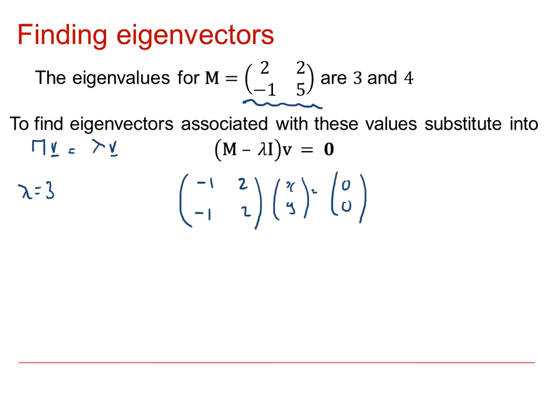Now if we multiply out the left hand side, you can see that we get minus x plus 2y in both cases. So therefore we have that minus x plus 2y must be equal to 0. So this is the invariant line, and that has a vector which is (2, 1). So that vector (2, 1) in the direction of the invariant line is an eigenvector, or any multiple of that.